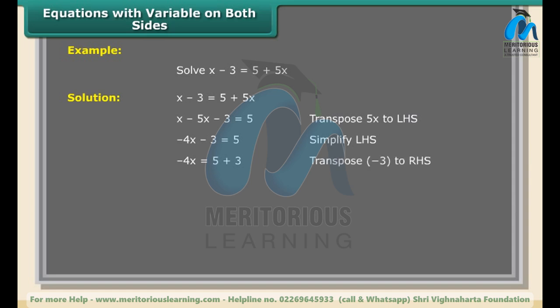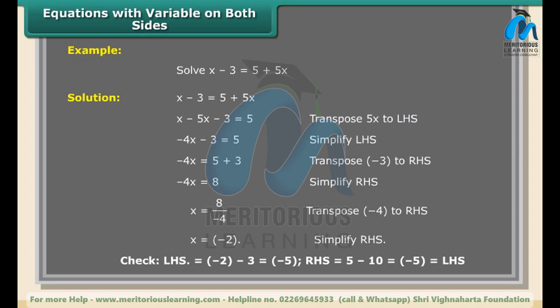Transpose minus 3 to RHS. Minus 4x is equal to 8. Simplify RHS. x is equal to 8 upon minus 4. Transpose minus 4 to RHS. x is equal to minus 2. Simplify RHS. Check. LHS is equal to minus 2 minus 3 is equal to minus 5. RHS is equal to 5 minus 10 is equal to minus 5, which is equal to LHS.